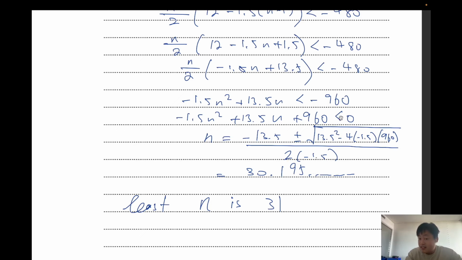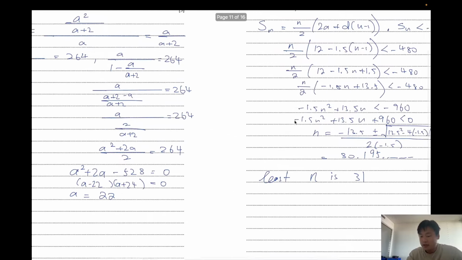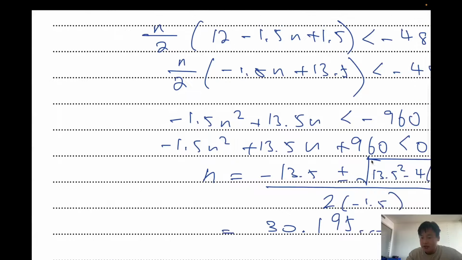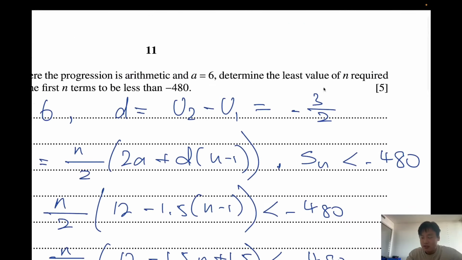Because 30.195 makes it exactly equal to 0, 31 perfectly makes it just less than 0, which is what you're looking for over here. And you know to round up because based on the question over here, when d is equal to negative 1.5, you can tell the greater the number of terms you add on, the more negative your answer is going to be.